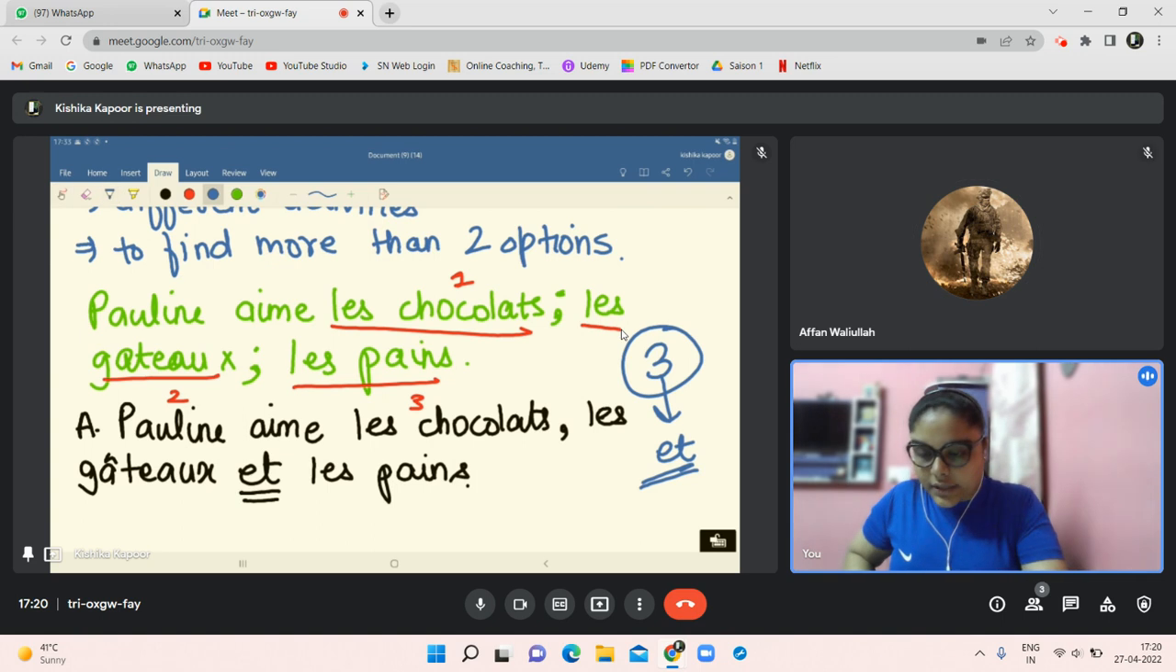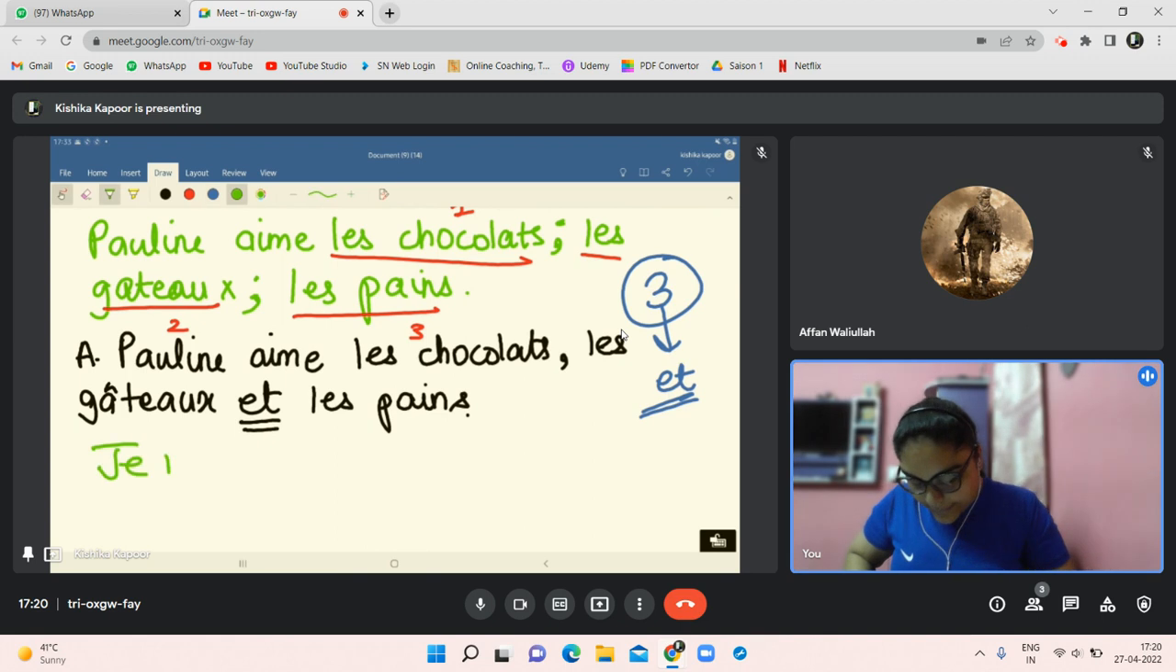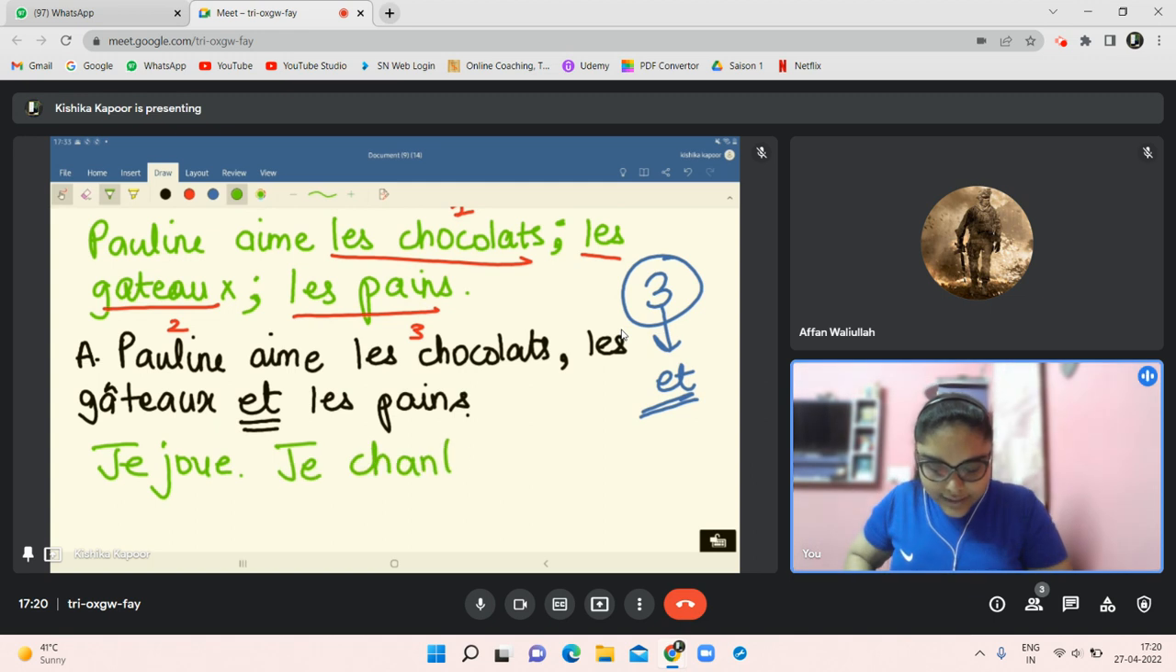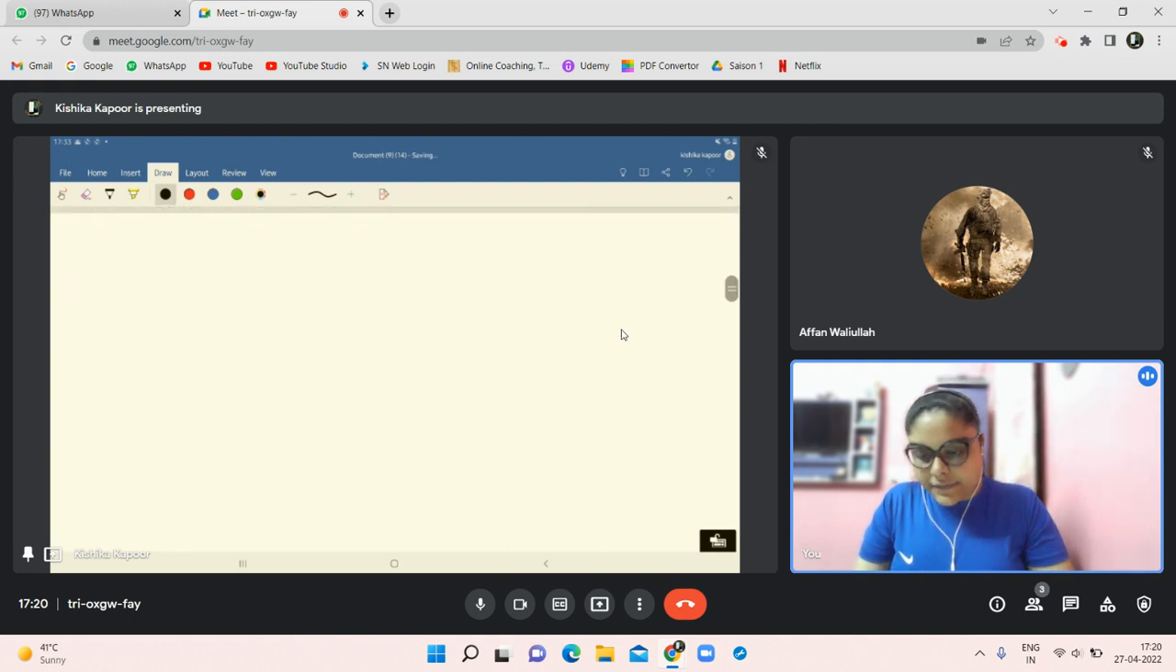This was our first point. After that, in this too, if it's written like this, je joue, I play, je chante, I sing. Like I wrote two activities, so we can write je joue et je chante, and je joue et chante can also come, I play and sing. Okay, this was our first connector.